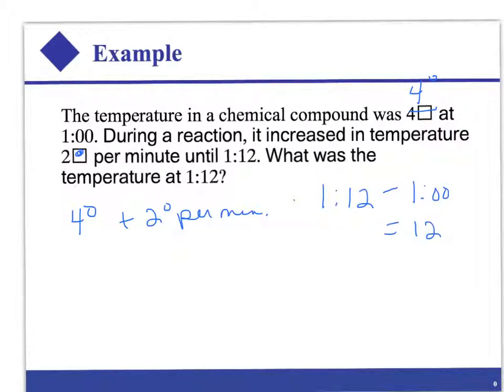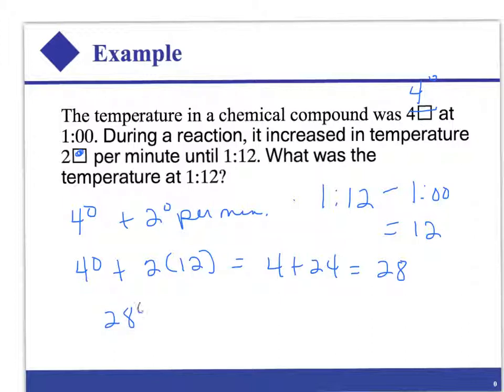Very good. So if we say 4 degrees plus 2 times 12, we wind up with 4 plus 24, which is 28. So our final answer is, and you can write it different ways, but it's 28 degrees at 1:12 was our answer.